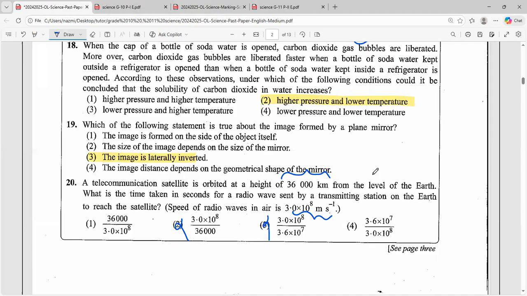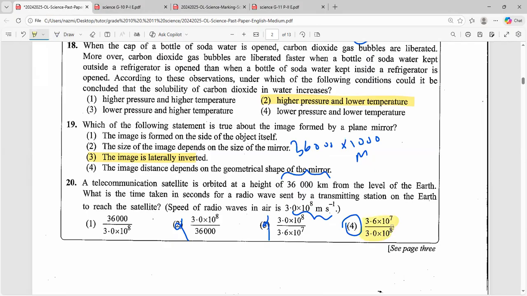How do you convert? Multiply by 1,000. Kilometer to meter, you have to multiply. Then 36,000 multiplied by 1,000 means how many zeros? 1, 2, 3, 4, 5, 6. So 36 into 10 to the power 7, which in scientific notation is 3.6 into 10 to the power 7. Fourth answer. First one is anyway wrong, no? It can't be 36,000; you have to convert that. Clear? Any doubts? No.